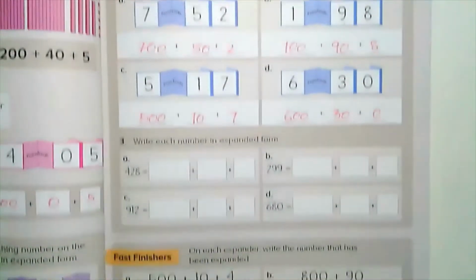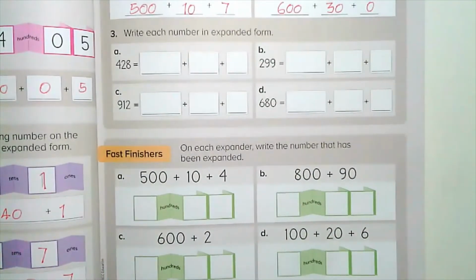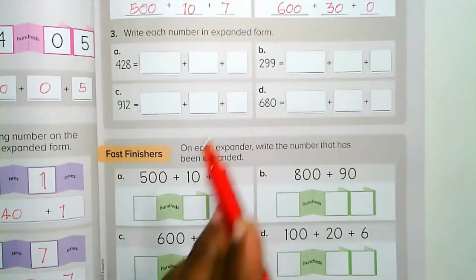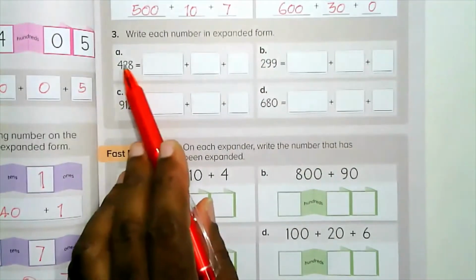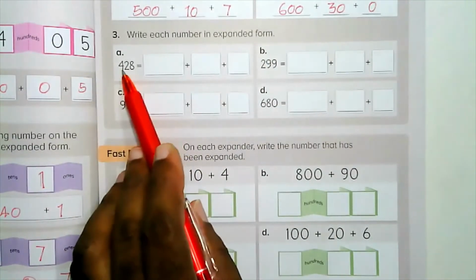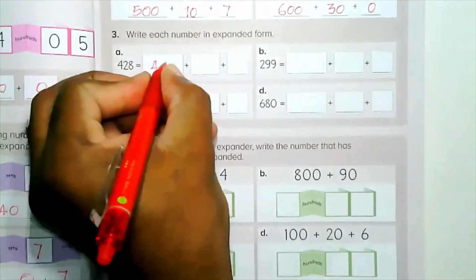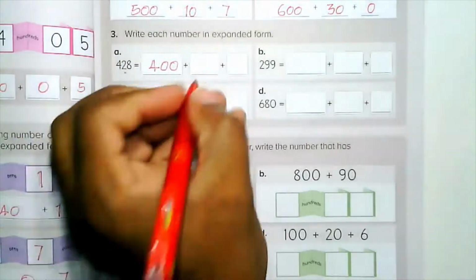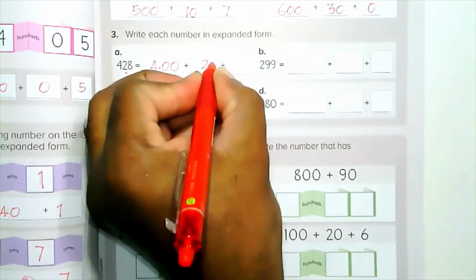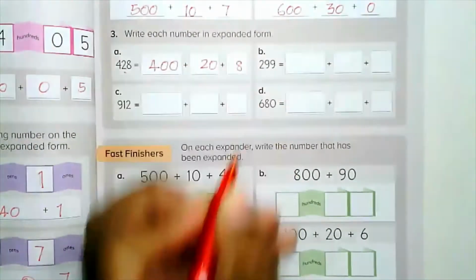Number 3. Write each number in expanded form. Part A, we have 428. What is the value of 400? It will be 400. What is the value of 2 tens? It will be 20. What is the value of 8 ones? That will be 8. Good job, guys.